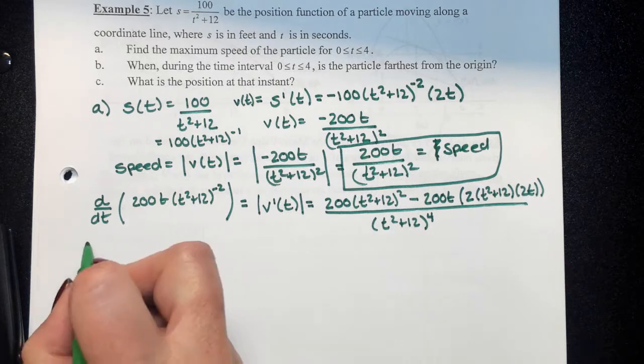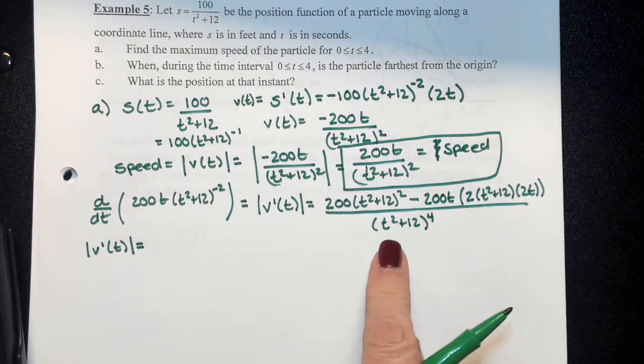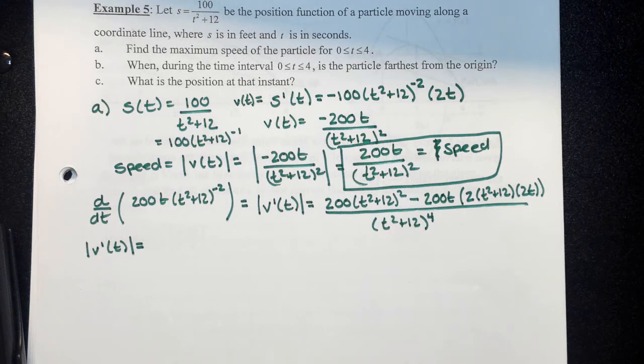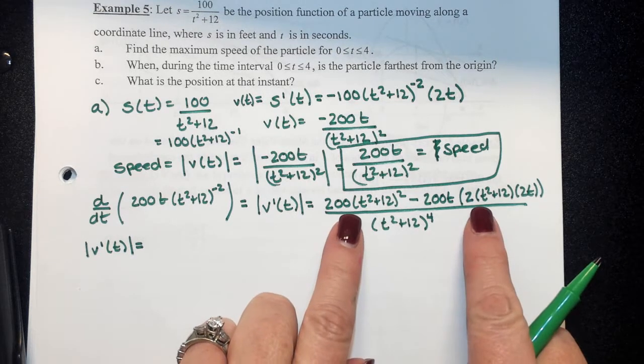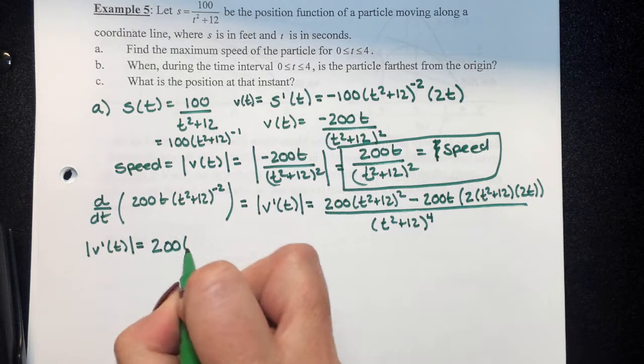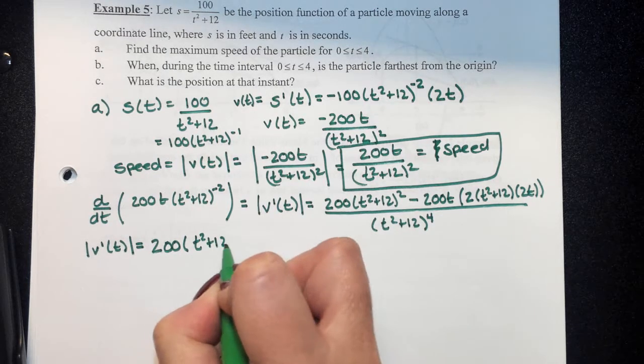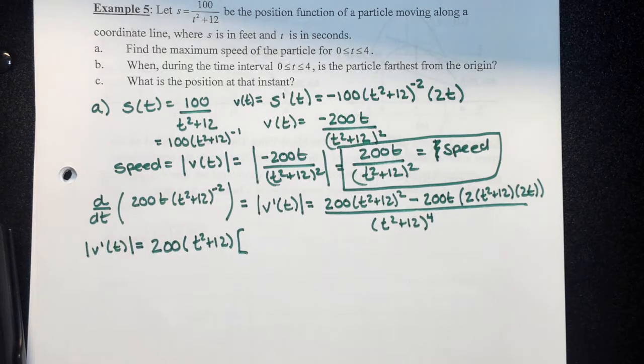So now, when I'm looking at simplifying this, before I do any distributing or anything like that, what I would look for is a greatest common factor I can factor out of the numerator. So look at this numerator. What is a GCF I can yank out of all this? I can yank out a what? 200. And what else? t squared plus 12. So let me yank that out.